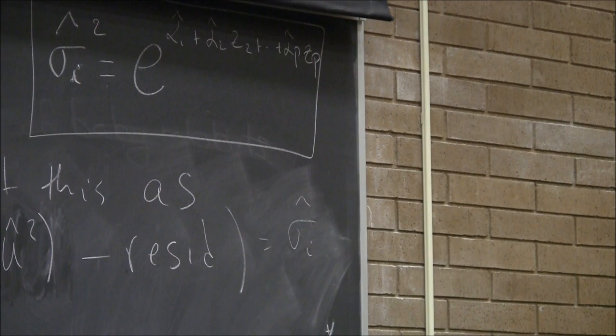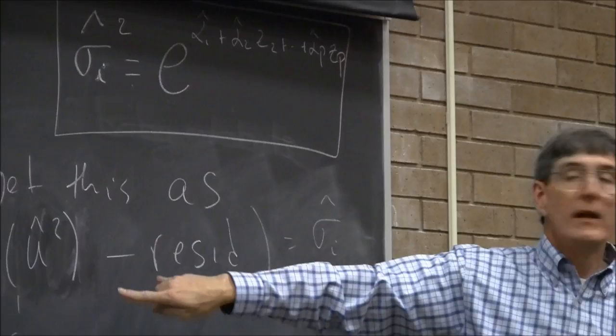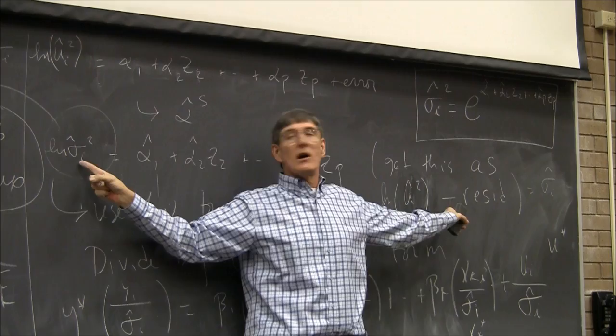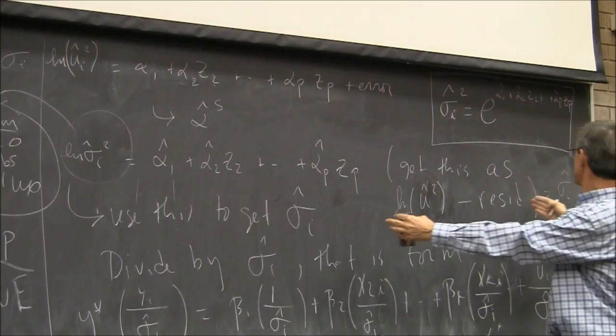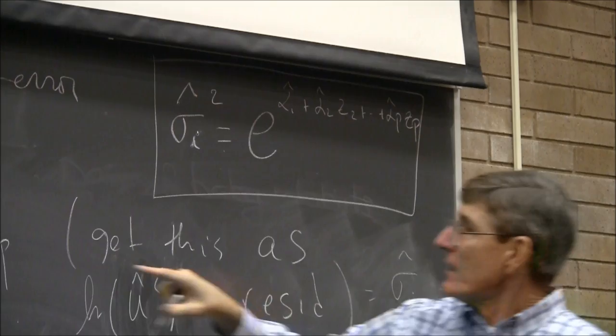Because you have to get the sigma I hat. So you take E to this. What you do is you get this predicted value here. That gives you this thing. So to get this, you do this. So you estimate this, and then you get the estimated value of this. You just take this difference. That gives you this difference is this term right here. When you take this minus the error, you get this stuff.